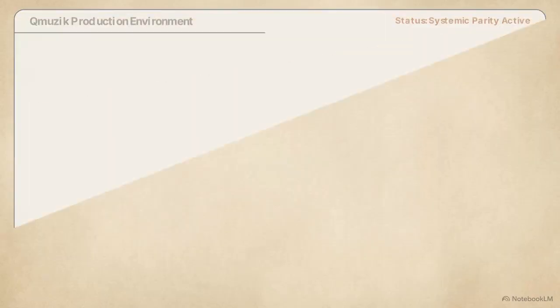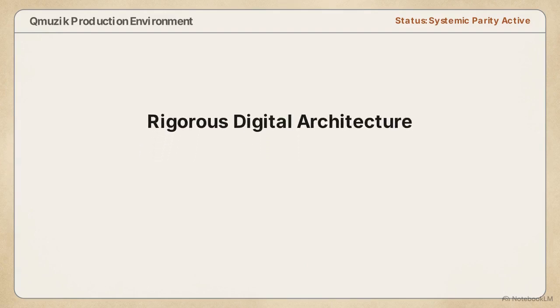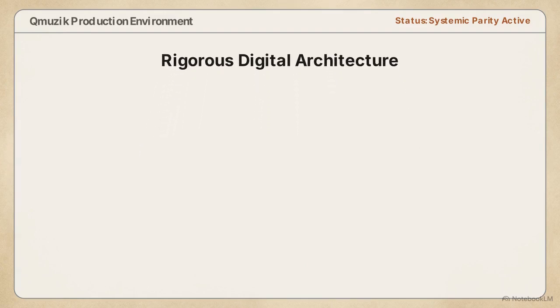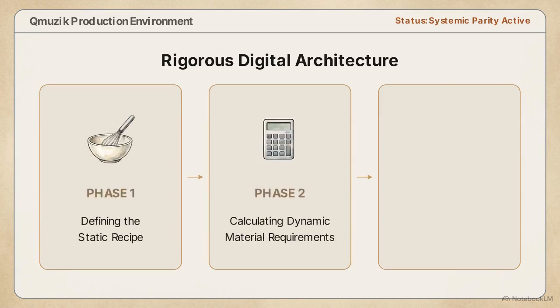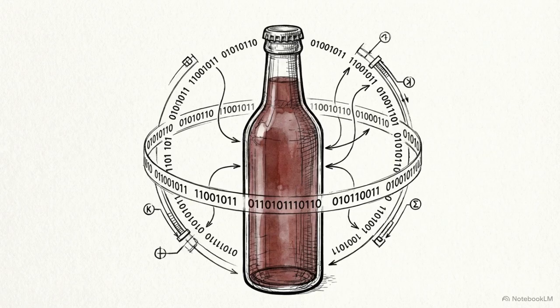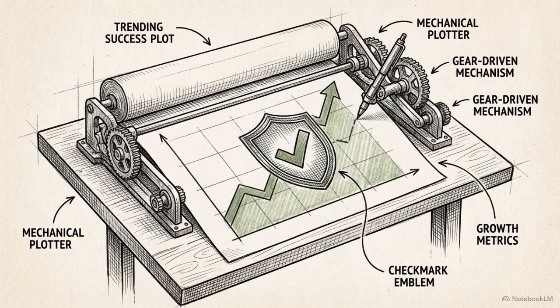The Qmuzik platform provides the framework to translate this physical compounding process into a rigorous digital architecture. Building this architecture requires 3 distinct phases: defining the static recipe, calculating the dynamic material requirements, and executing the physical batch. Success across these 3 phases ensures that every physical batch is backed by a precise data trail, allowing the enterprise to minimize material shortages and maintain exact batch costing.